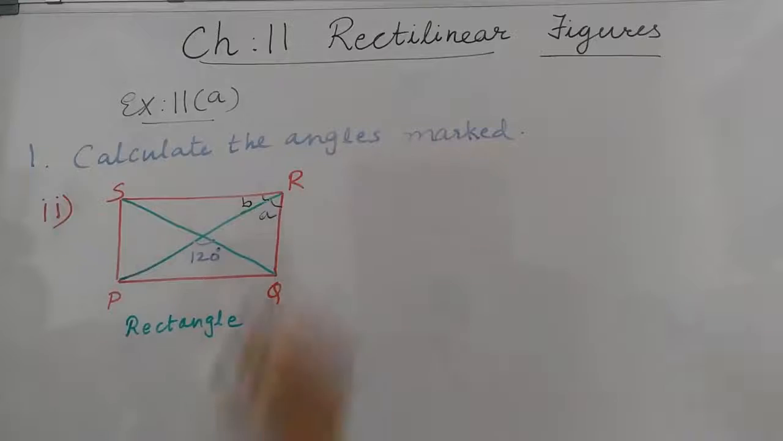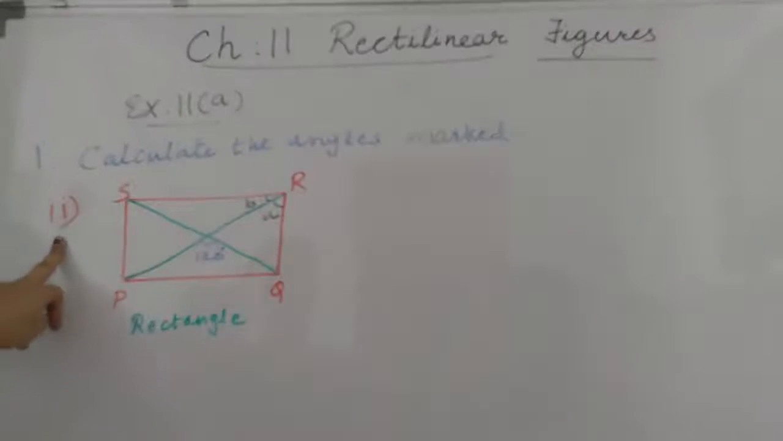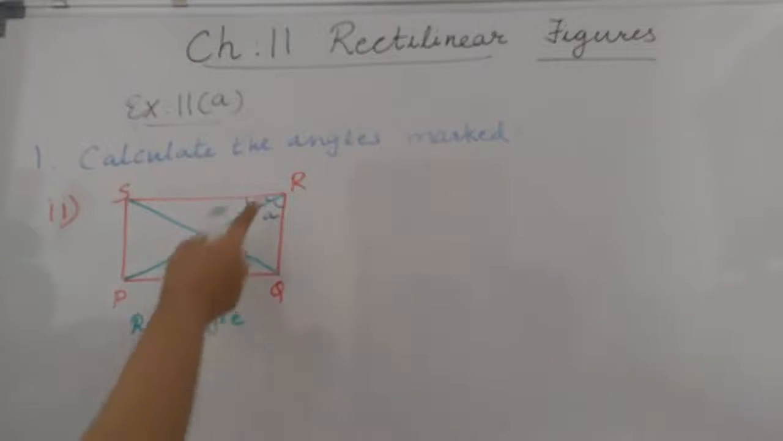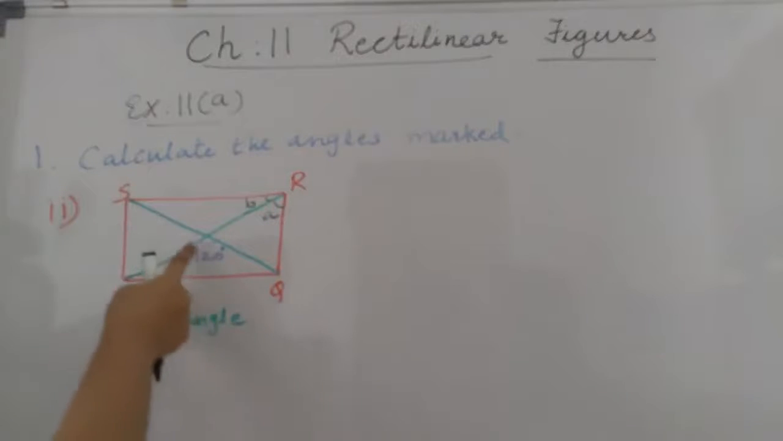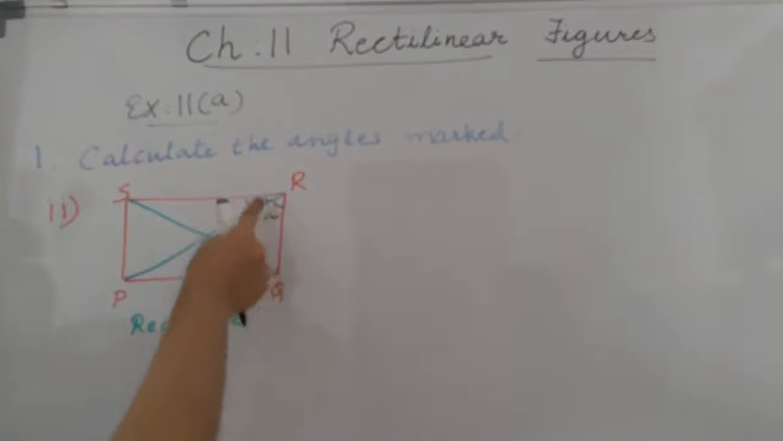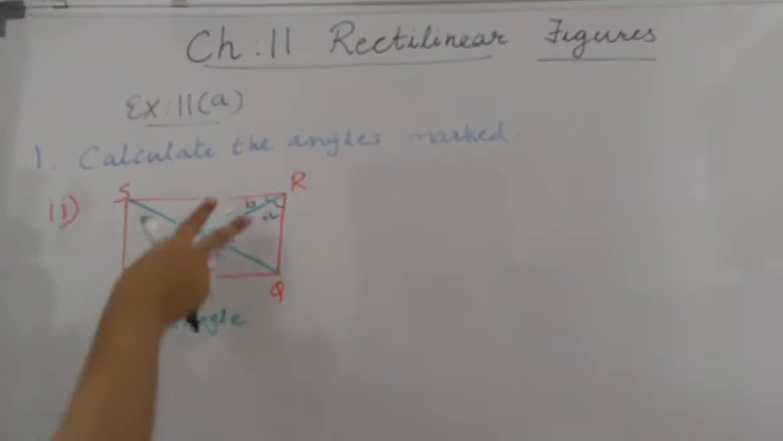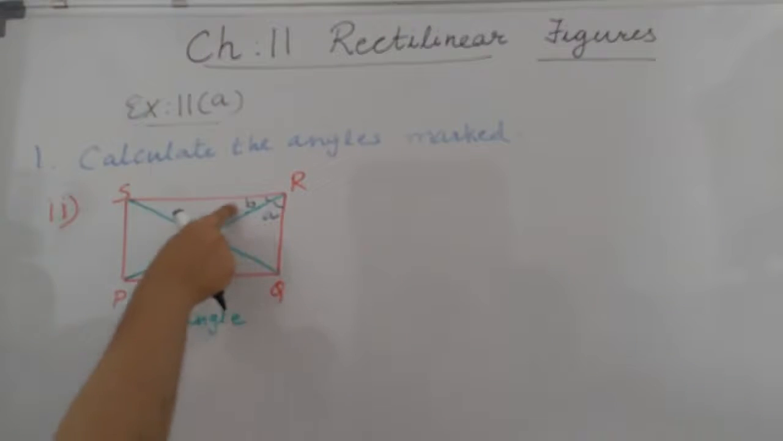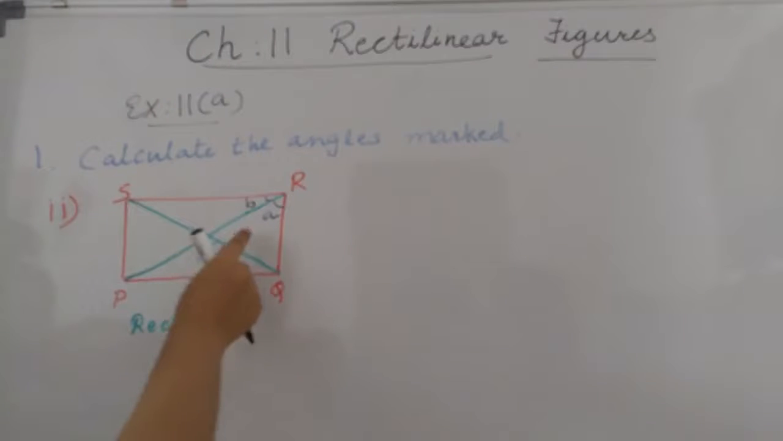Calculate the angles marked. I have taken the second figure here, which is rectangle PQRS. In this rectangle, the diagonals are drawn and an angle of 120 degrees is formed. Also, at corner R, the angle is divided into angle A and B. So we want to find the marked angles, means the values of angles A and B. For that, let us start our solution.